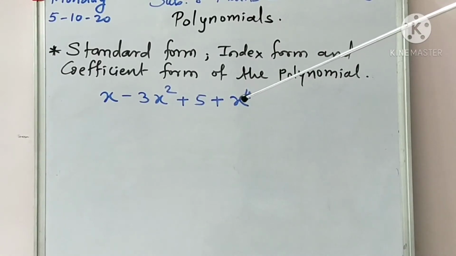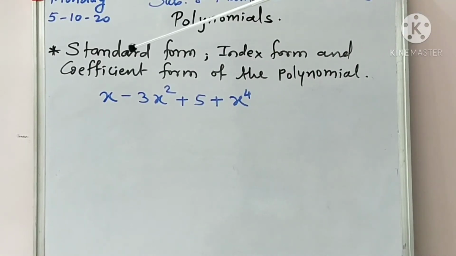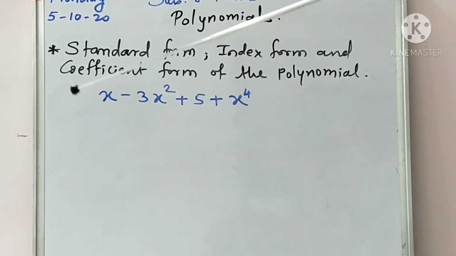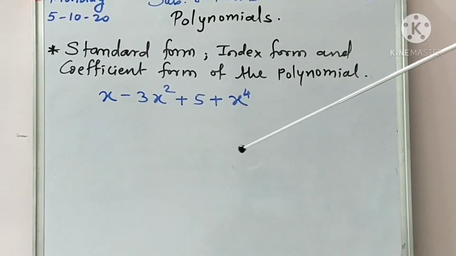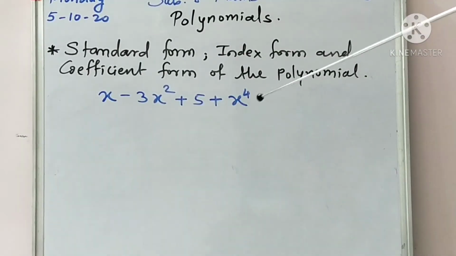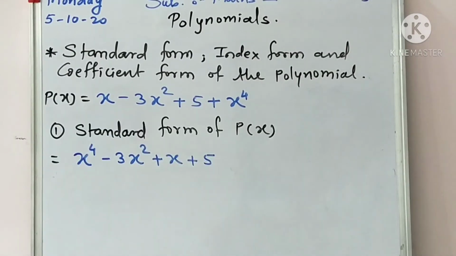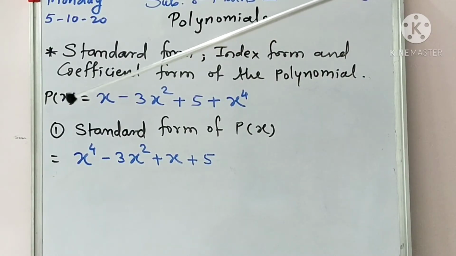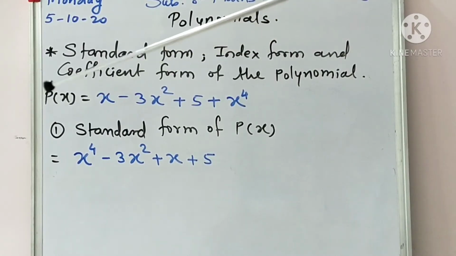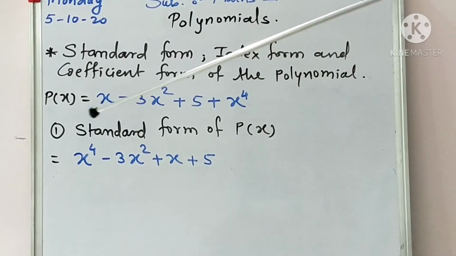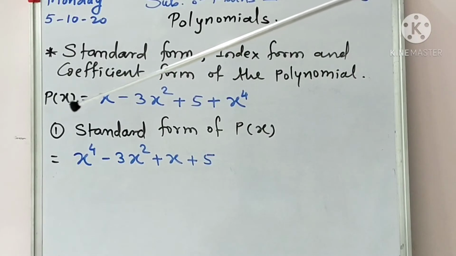So what we do to write the same polynomial in its standard form, you just have to write the terms in ascending or descending order of degree. Okay, so pay attention over here. As we name the polynomial as p of x, we use this letter p for polynomial, and x means that the variable is x, polynomial of x.